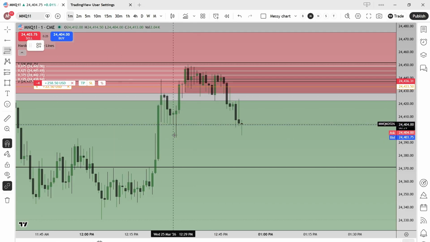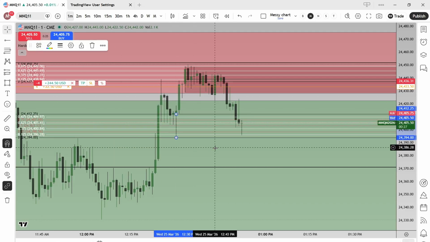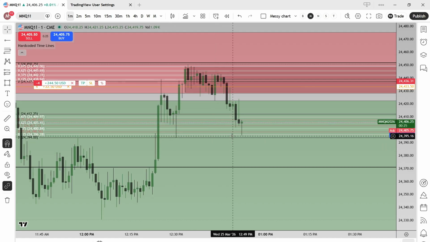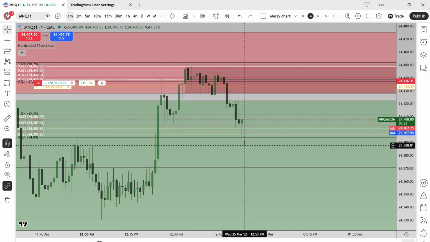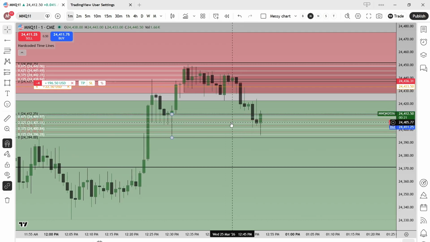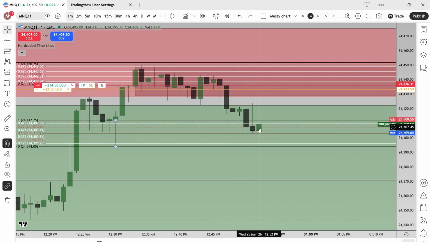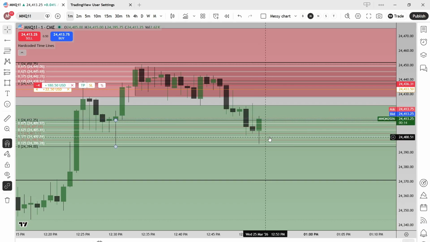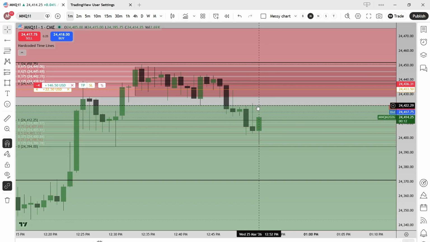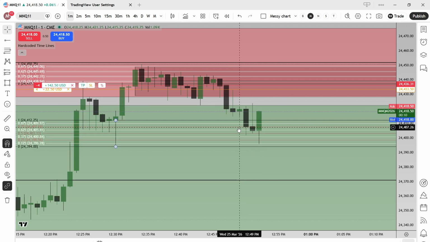Coming off this wick. Let's see what we got to the 1.125. Now we're finding support there. Leaves the wick one more time. Let's see if we can get a closure inside of this wick rather than above it. Above it means deeper retracement.